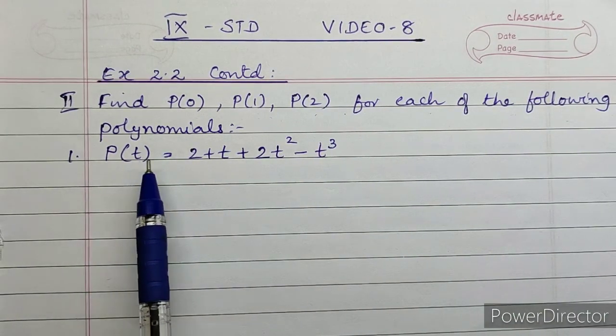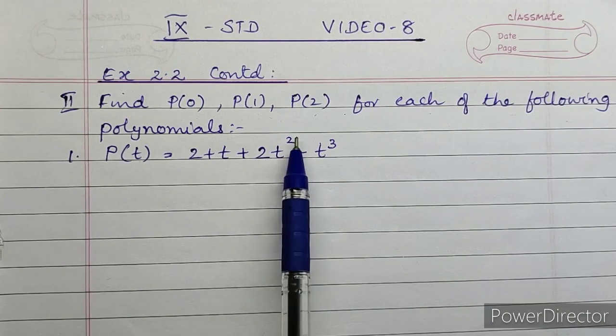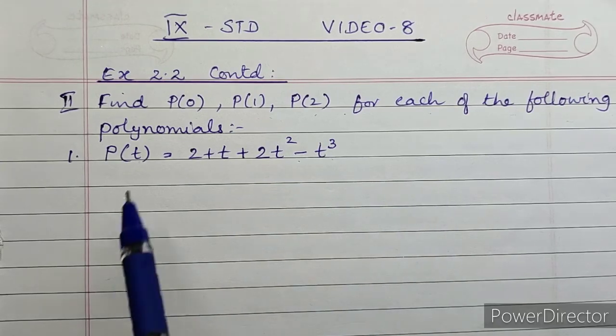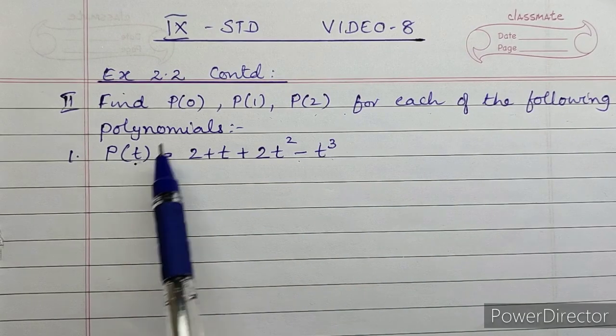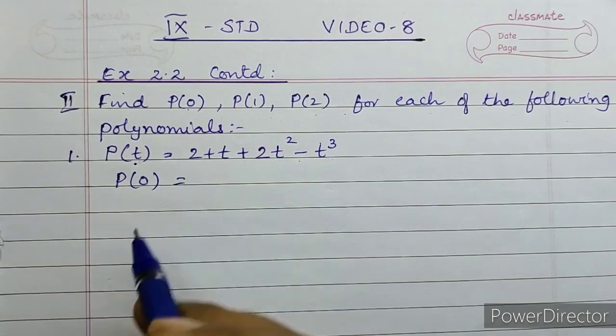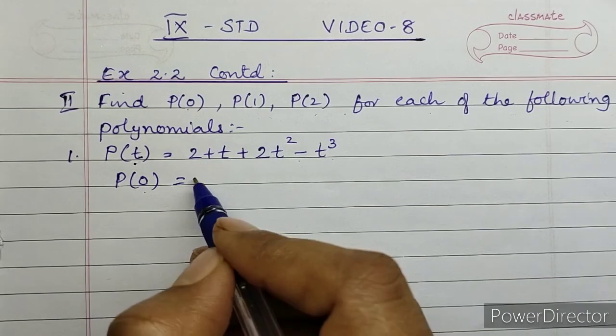First one, p of t equals 2 plus t plus 2t square minus t cube. This is the question. So the variable is t here. So first you have to find p of 0. How will you find it? Last video we have done, instead of t you have to put 0.